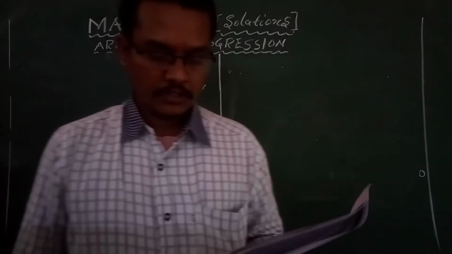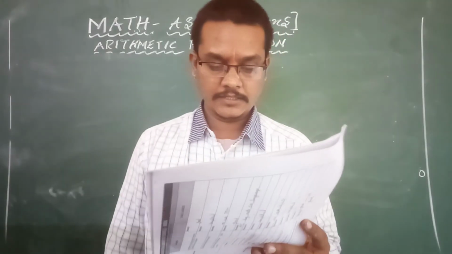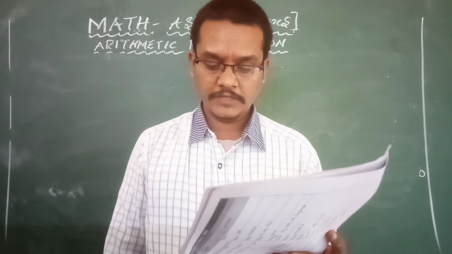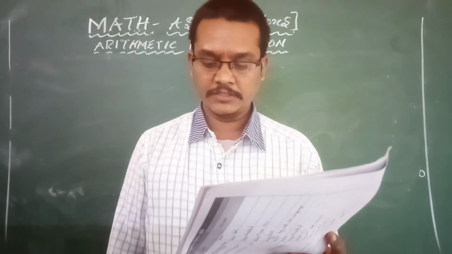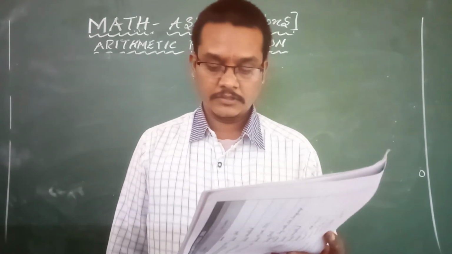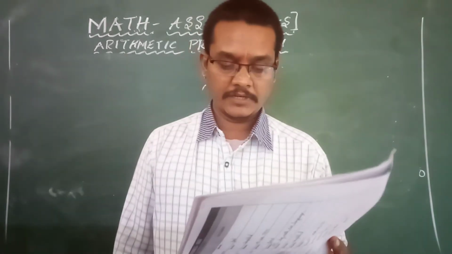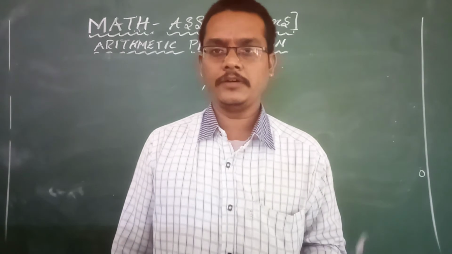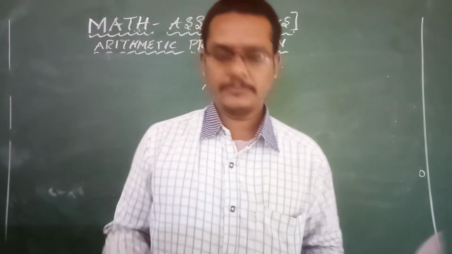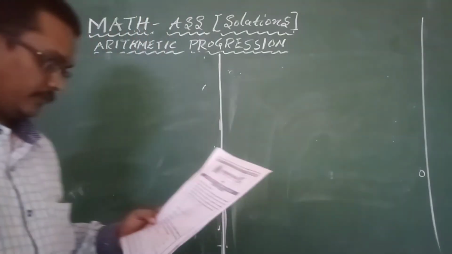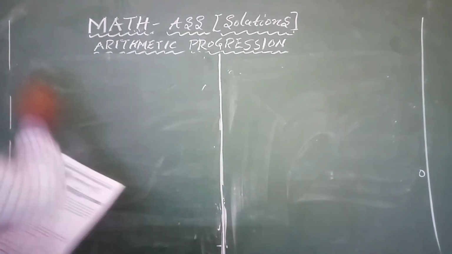Second question. A sum of 700 rupees is to be used to give 7 cash prizes to the students. Each prize is 20 rupees less than the preceding prize. Then find the value of each prize. Here the cost of each prize is not known. First, write down what is given.